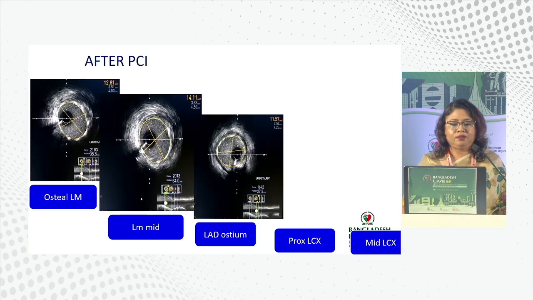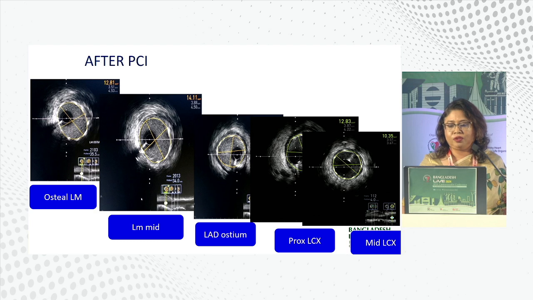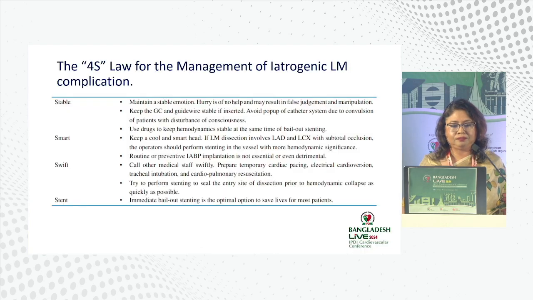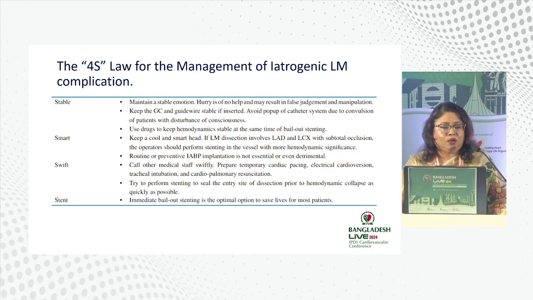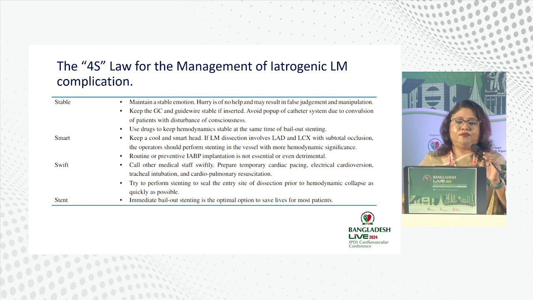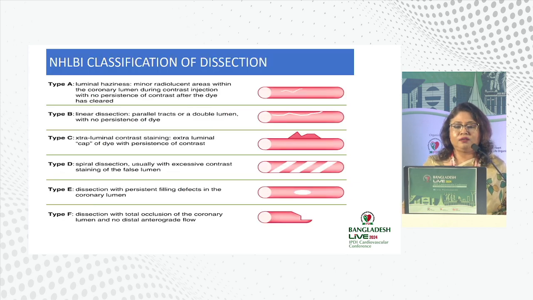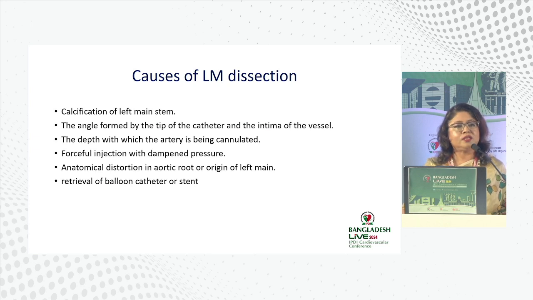After that, we took the IVUS. It showed good apposition of the stent. So there is a rule, the 4S, for the management of complications. The 4S are stable, smart, swift, and stent. This is the classification of dissection. Those are the causes of dissection.